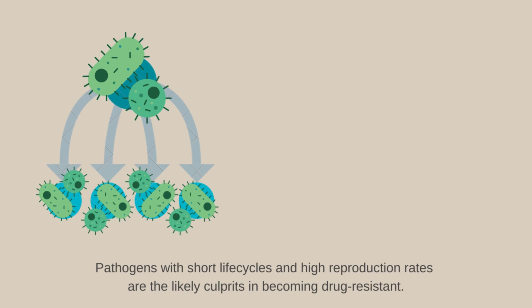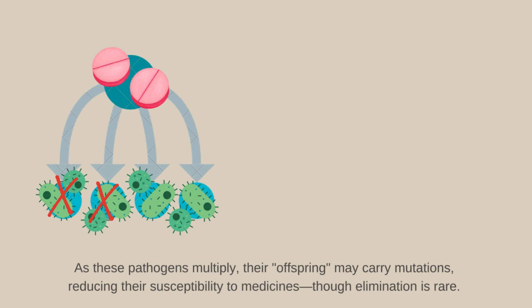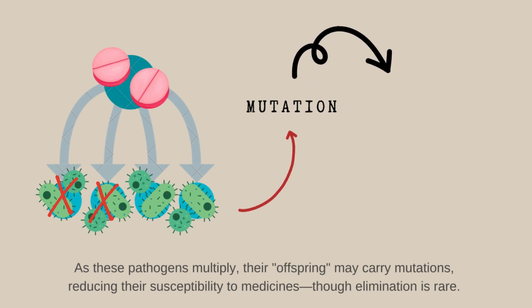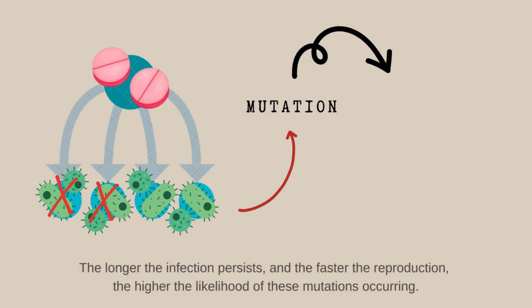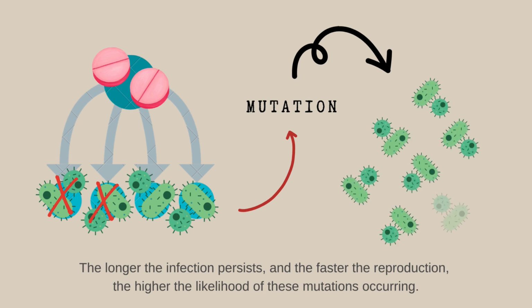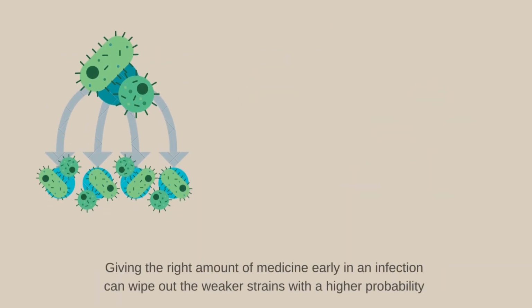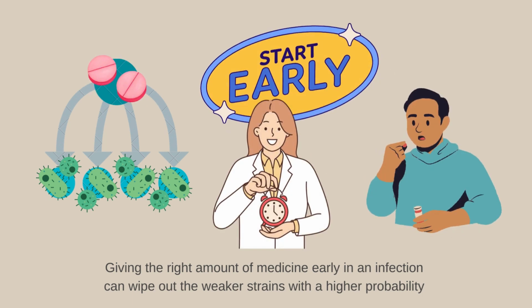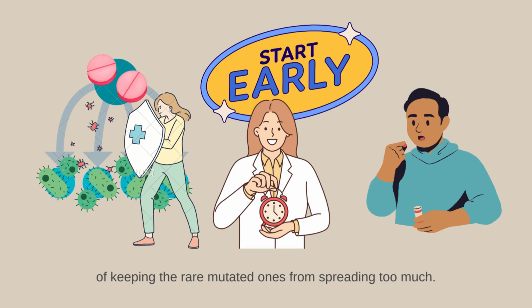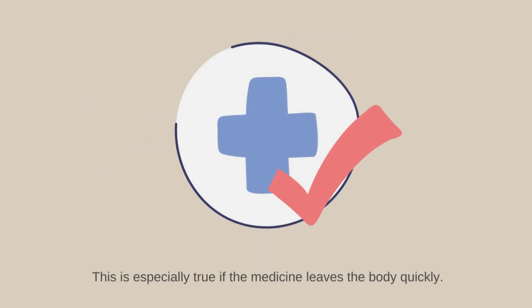Pathogens with short life cycles and high reproduction rates are the likely culprits in becoming drug resistant. As these pathogens multiply, the offspring may carry mutations, reducing their susceptibility to medicines, though elimination is rare. The longer the infection persists and the faster the reproduction, the higher the likelihood of these mutations occurring. Giving the right amount of medicine early in an infection can wipe out the weaker strains, with a higher probability of keeping the rare, mutated ones from spreading too much. This is especially true if the medicine leaves the body quickly.